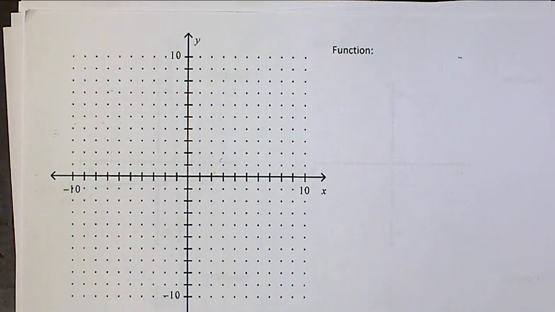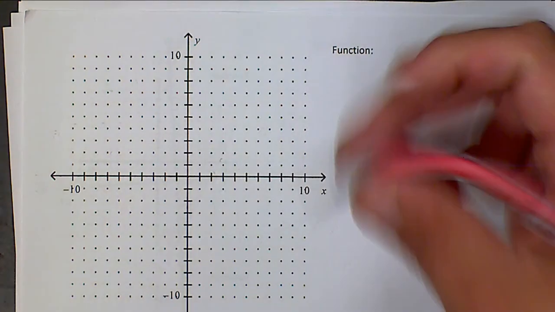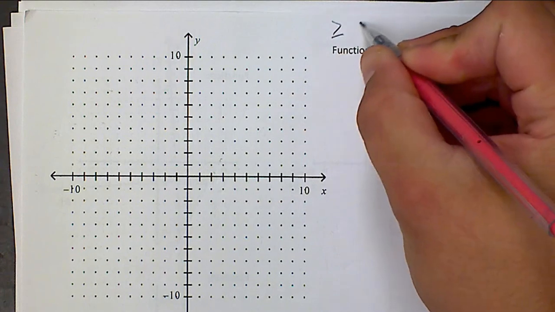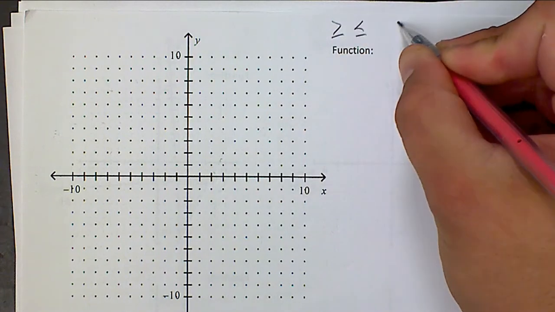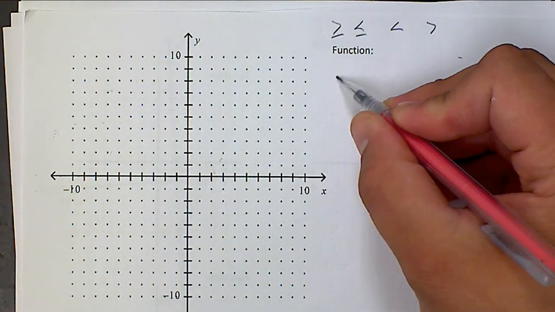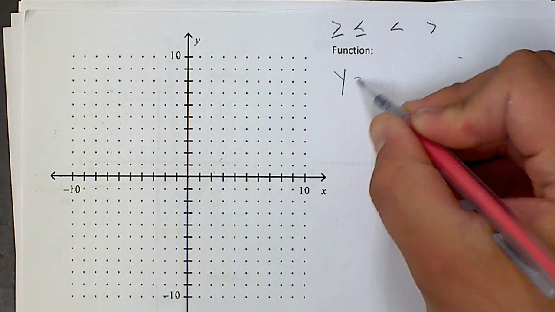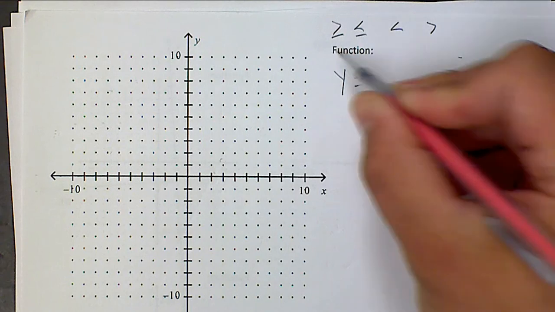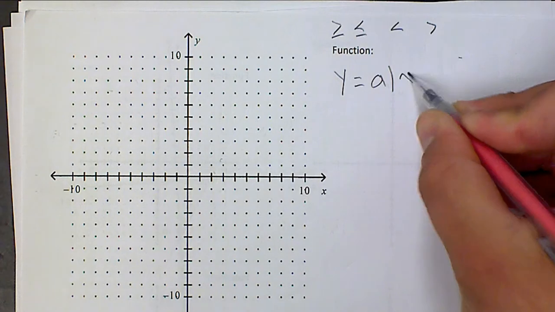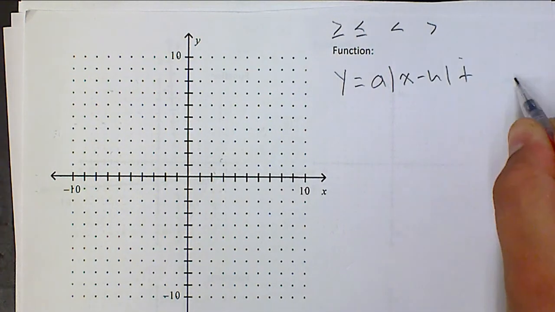Okay, good morning. I'm going to show you in this video how to graph absolute value inequalities. So these are absolute value functions that use less than or equal to, greater than or equal to, less than, and greater than. I'm going to write the form for all absolute value functions. It's y equals, but we're going to change that equals to one of these symbols up here, a times the absolute value of x minus h, plus k.